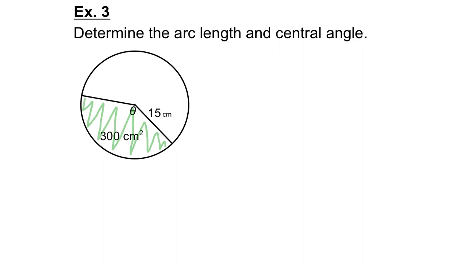This last example is a little bit different. Determine the arc length and central angle. So this time, we don't know what this central angle is, but we do know the radius and we know the area. Okay, so I'd like you to try this on your own. Knowing the area, find the central angle, and then you can find the arc length. So pause the video, try this question, and see how you do.